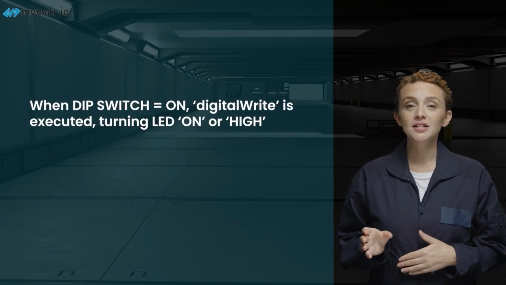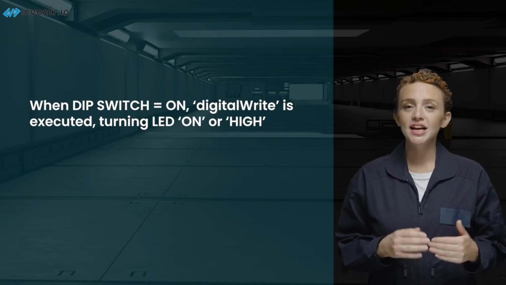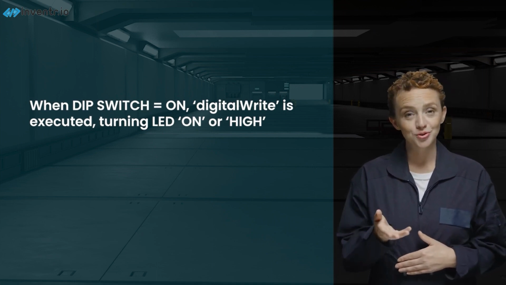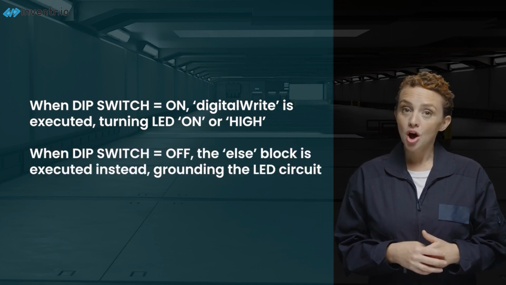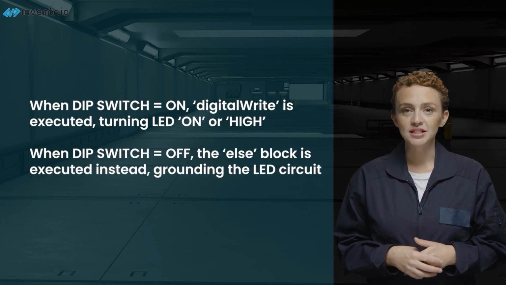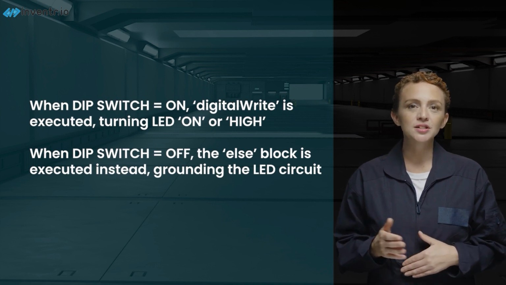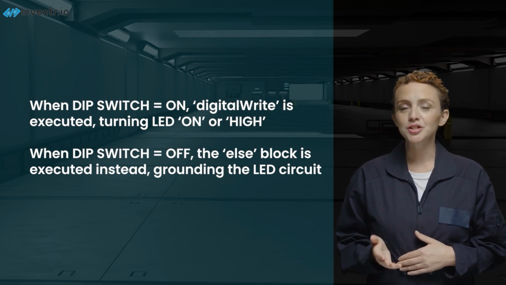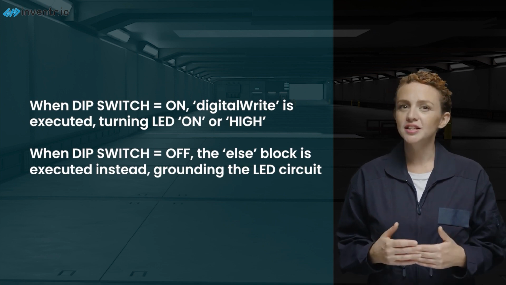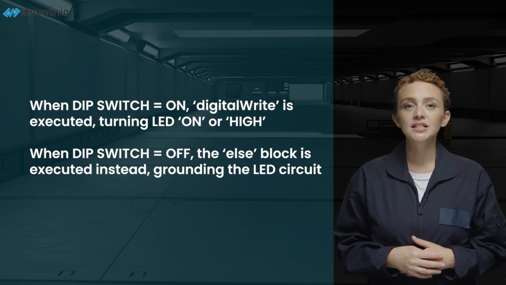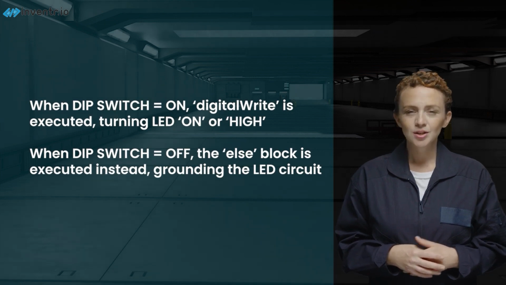When the switch is on, digitalWrite is executed, turning the LED on, or high, as you could say. This sends current to the LED. If the switch is off, the else block is executed instead. Here, digitalWrite is run, which grounds the LED's circuit, turning it off. So, this code is continuously checking the state of your switch and turning the LED on or off accordingly. Quite easy, don't you think? Now, let's try this out on your end, Explorer.